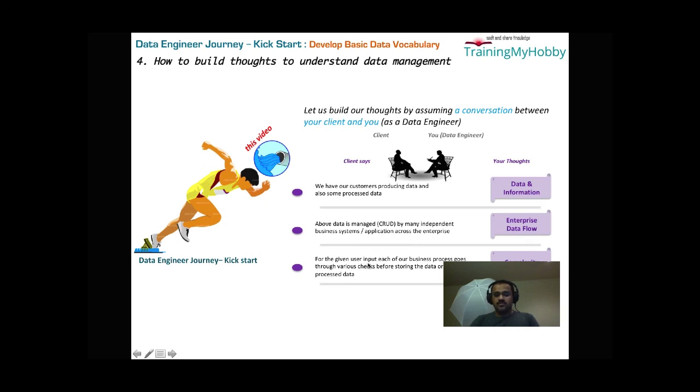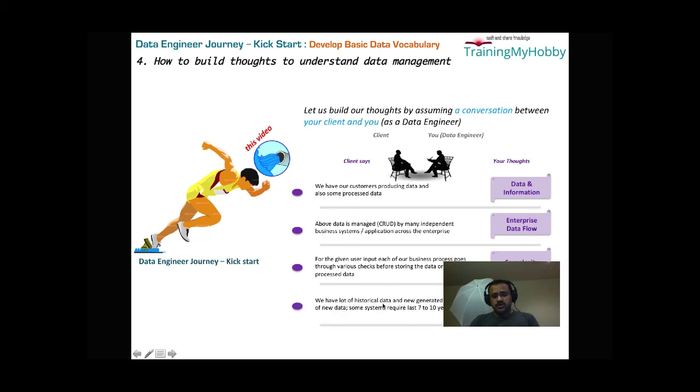For the given user input, each of our business processes goes through various checks before storing the data or generating processed data. If you see here, the most important thing is "goes through various checks." That means interactions between the components, which, as software engineers, we learned as complexity, right? So those business processes are going through a lot of complexity. I never said complexity is a severe thing. It is not a severe thing. You need to understand that complexity is nothing but interactions between multiple things.